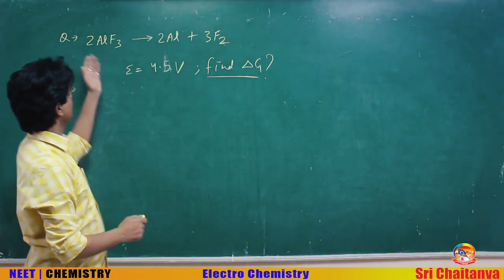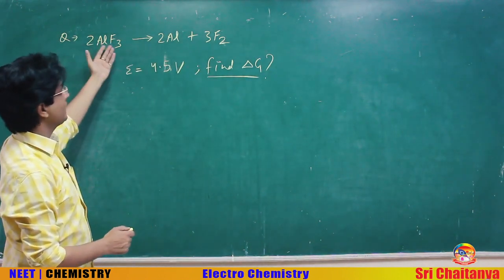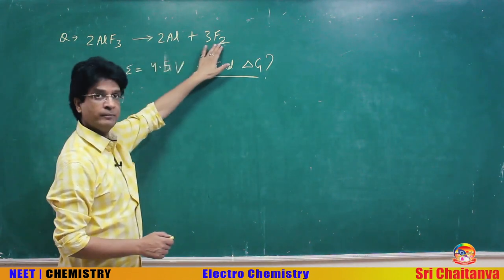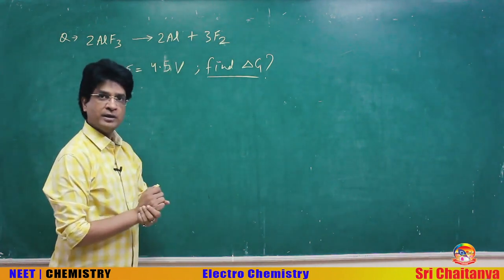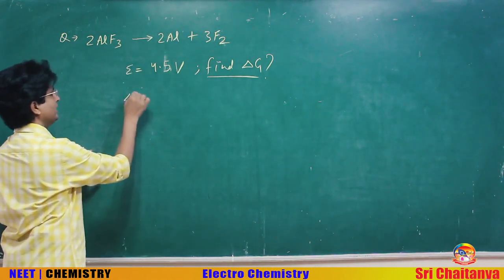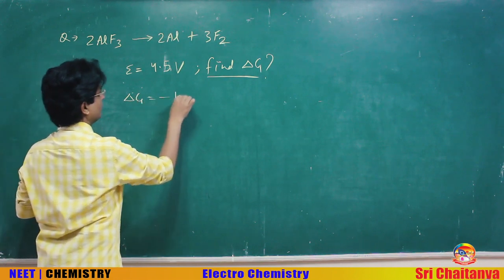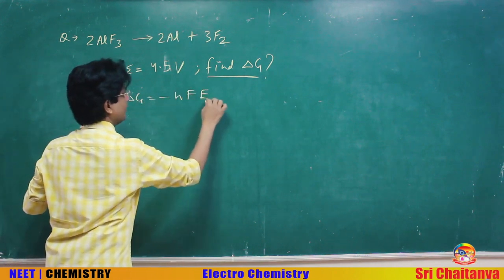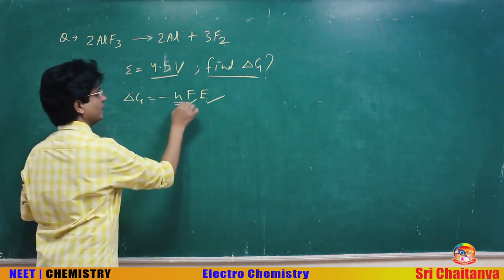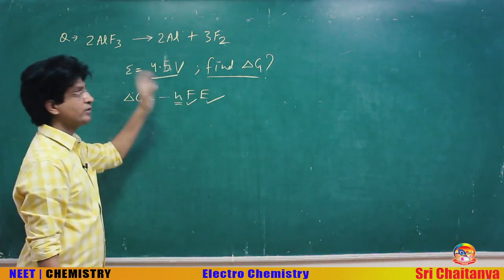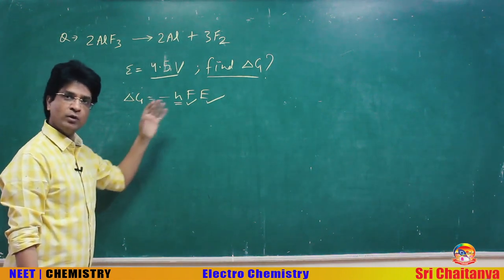So let's do one more question. This question is about a reaction. Aluminum fluoride is being converted to aluminum and fluorine. For this they have given E cell and they're asking delta G. Now I know that delta G is equal to minus nFE. E they have given. Faraday I know that. n, the number of electrons involved in this reaction, I have to calculate.